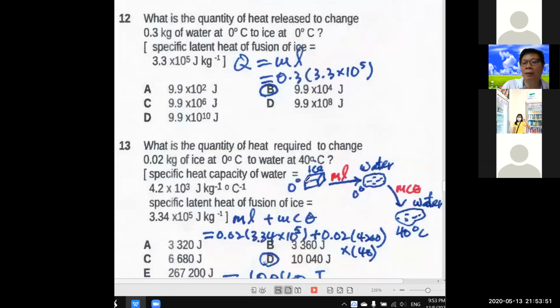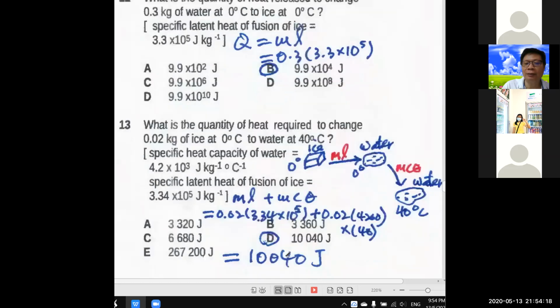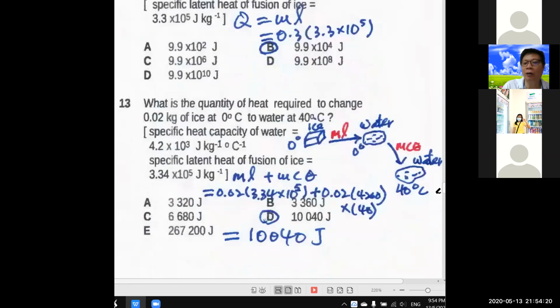Okay, now you can see, ice changes to water, temperature never changes. No change in temperature, but change in state. So this is ml. And then after all the ice has melted, the water at 0 degrees is heated up to 40. This one is a change in temperature, so mc theta. So ml plus mc theta, you add up, and you get the answer. Okay, copy down the answer: 10040 joules.